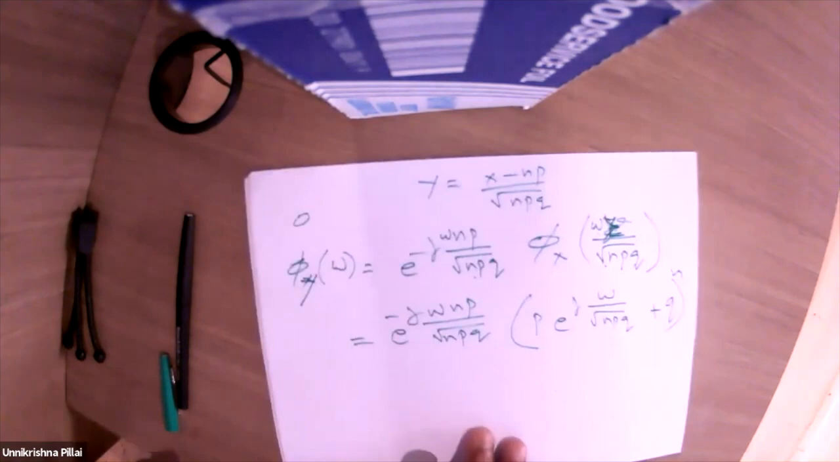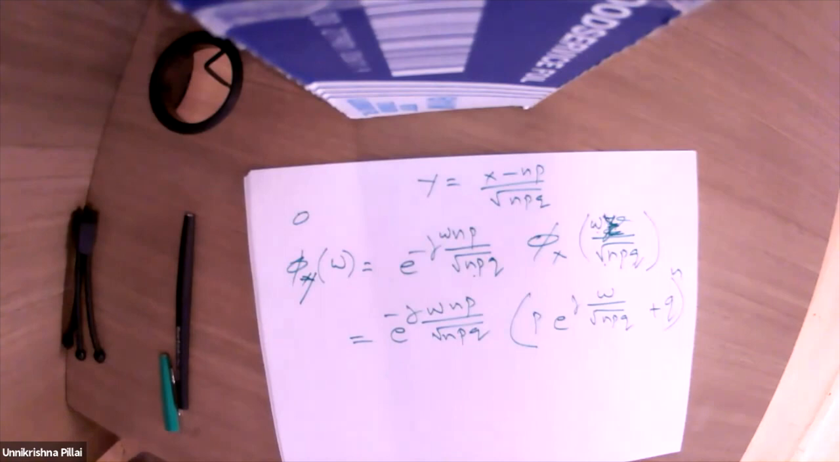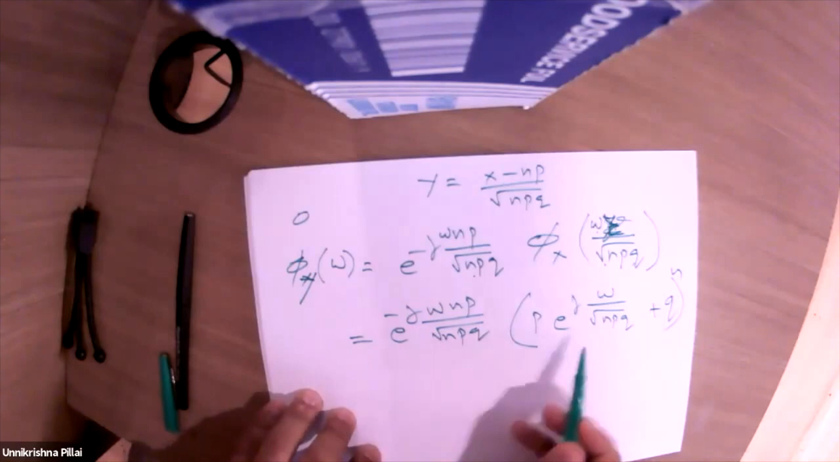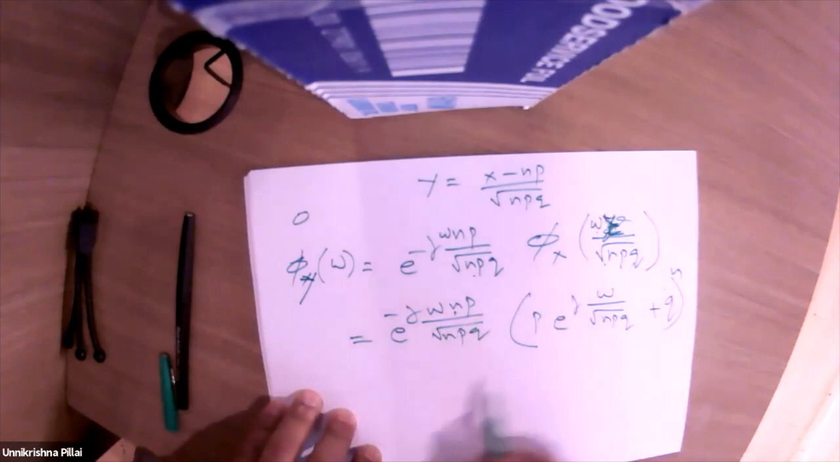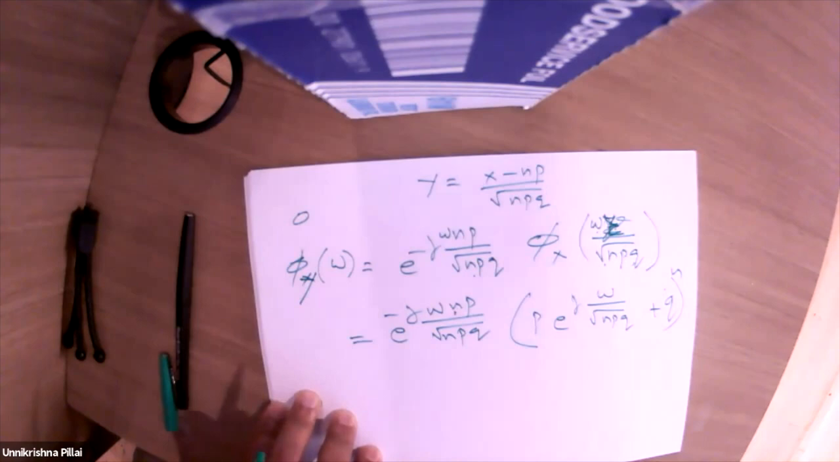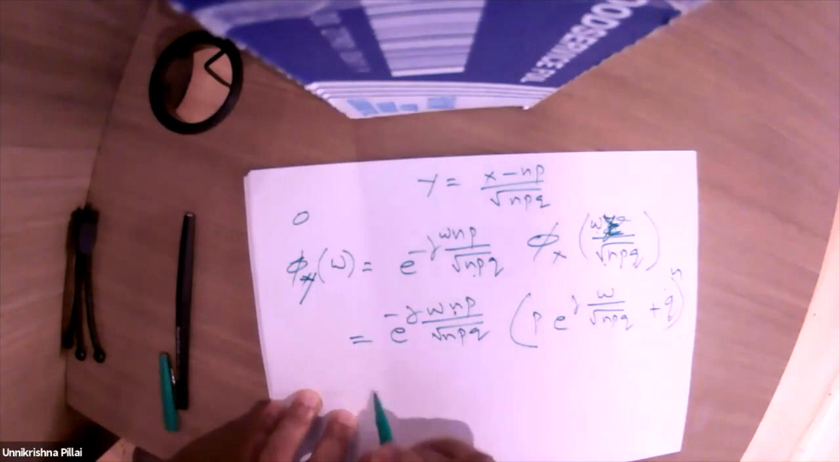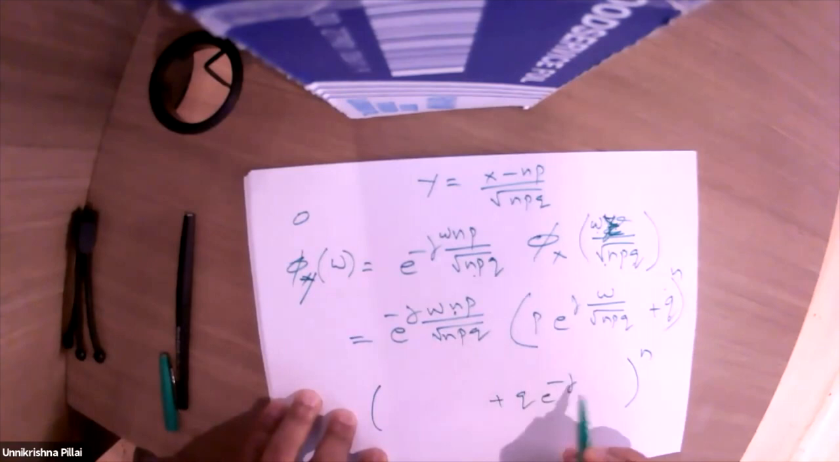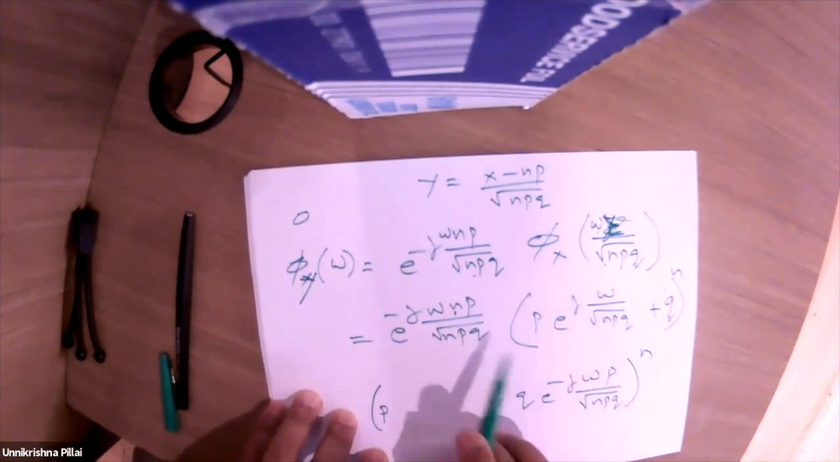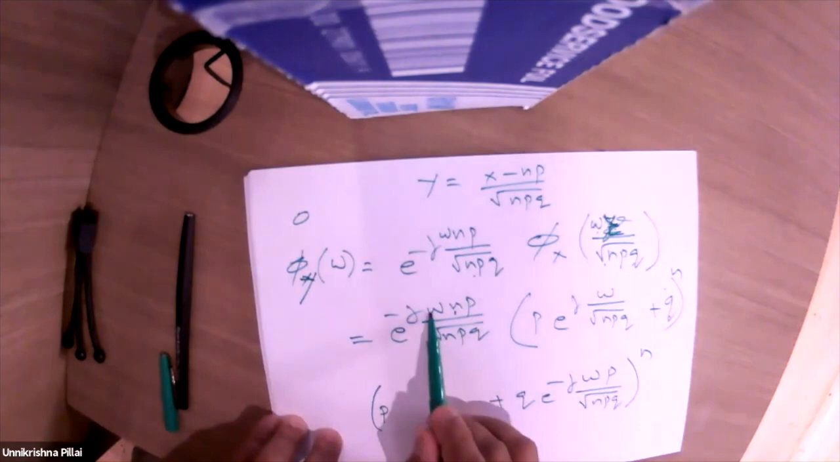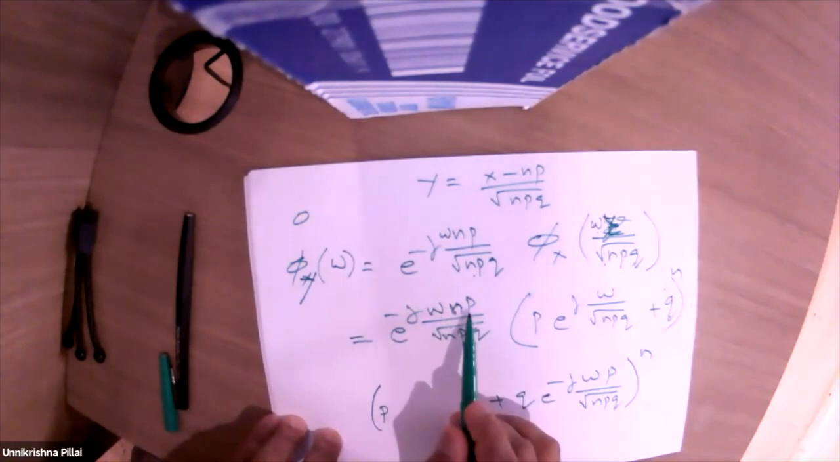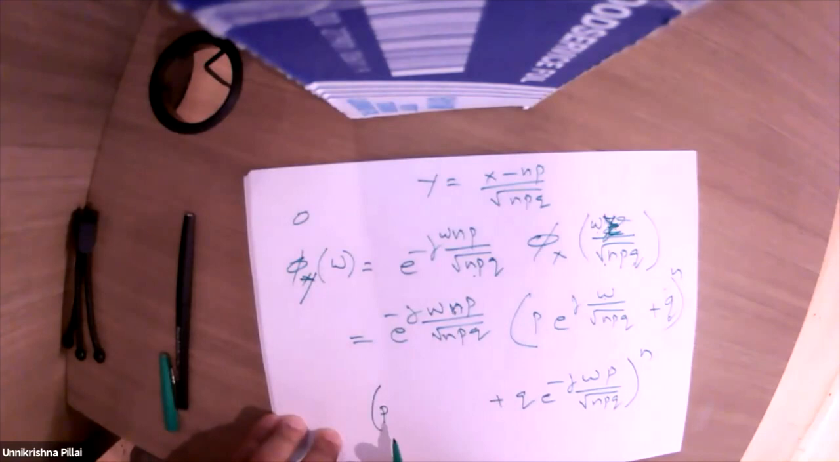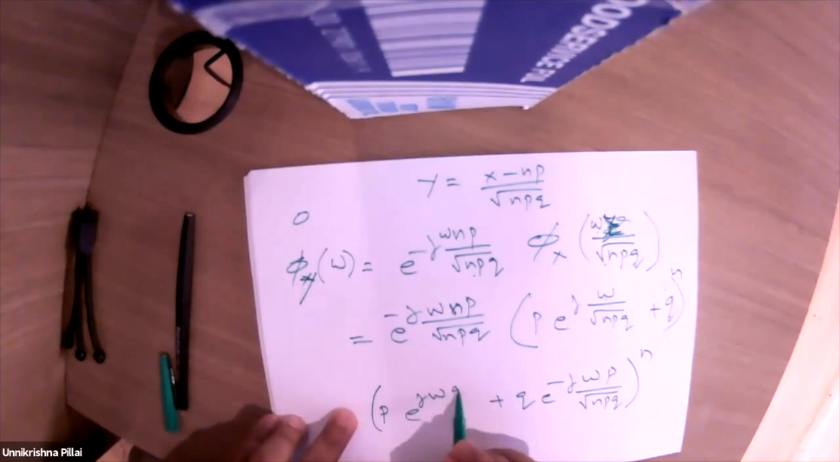So everybody is good with this? Any questions? So I'm going to take this quantity inside now. Remember, there is a power n here. So when it goes inside, this power n goes away. So let me do it carefully and you can catch me if I make mistakes. The second term is e raised to minus j omega p over square root of npq. And the first term, you have a p here. When this goes inside, there is an omega here, n goes away because there is an n here. So this will be 1 minus p, which is q. So isn't this correct?